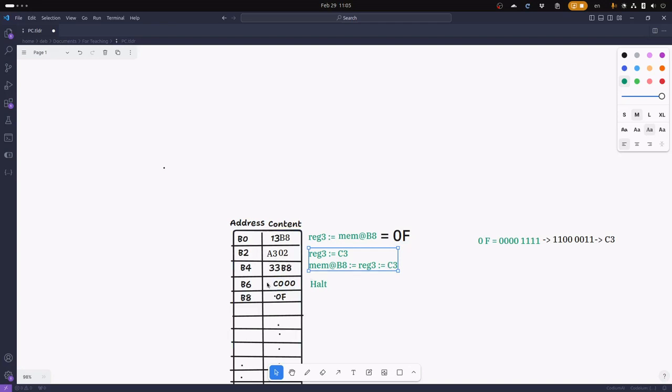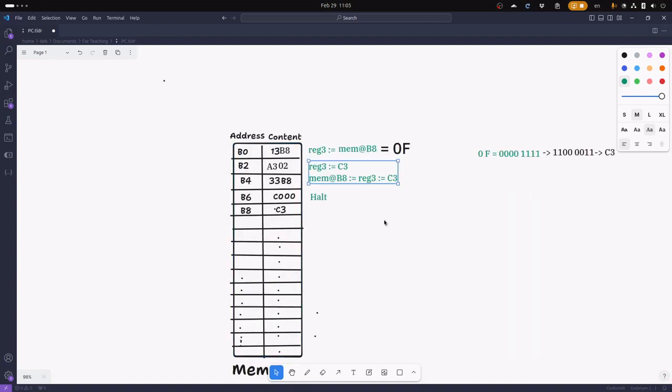Then we got this command, which means halt or stop the execution of our program. That's it. After this line you can also write the value C3, because after this command, the value of memory cell B8 got changed. Before it was 0F, and now it is C3. I hope you got it. So this is how we will solve these things next.